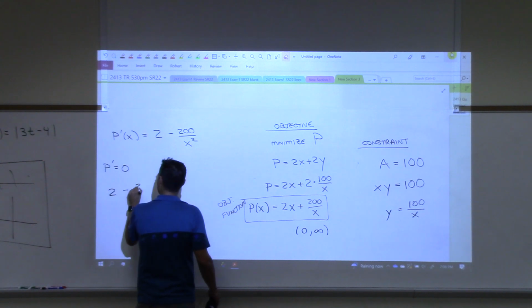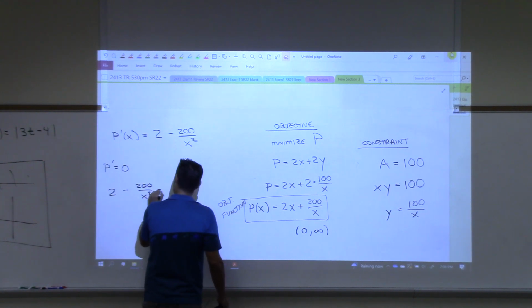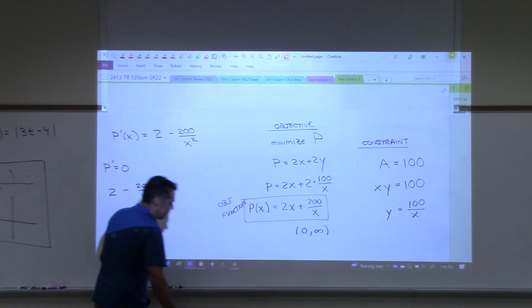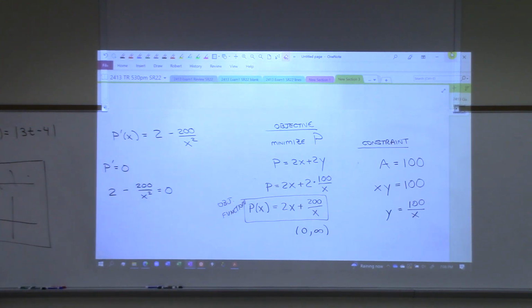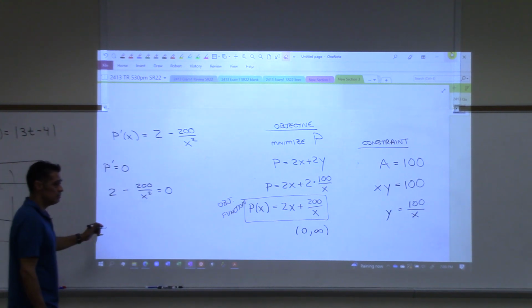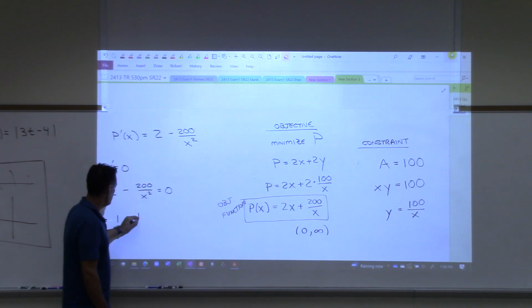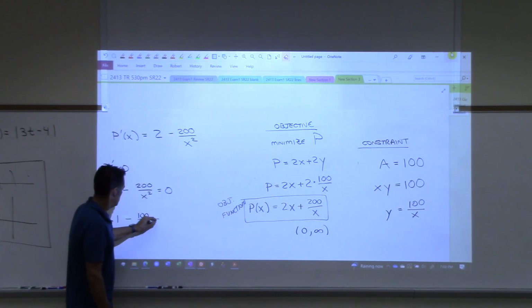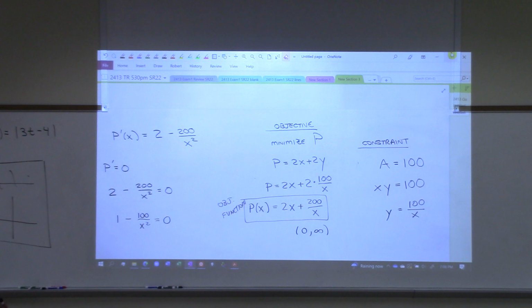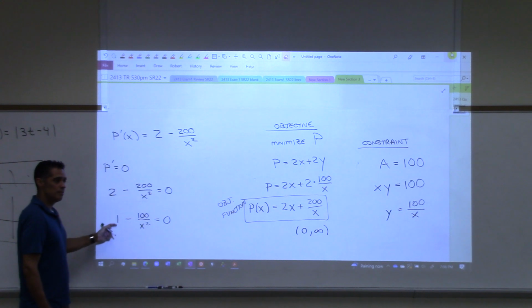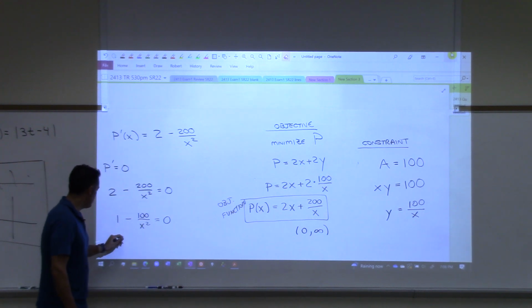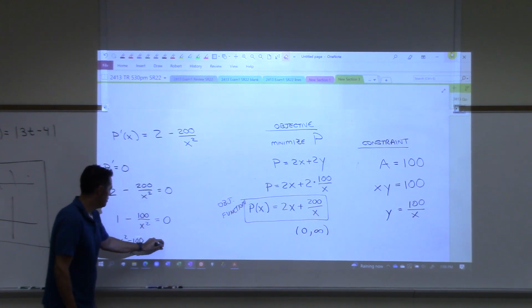There's a couple of ways you can do this. Divide everything by 2? That's fair. I'll do that. Divide that by 2, it's 1. Divide that by 2, it's 100 over x squared. Or you could just find a common denominator. You'd need x squared, so that would become x squared minus 100 over x squared equals 0.